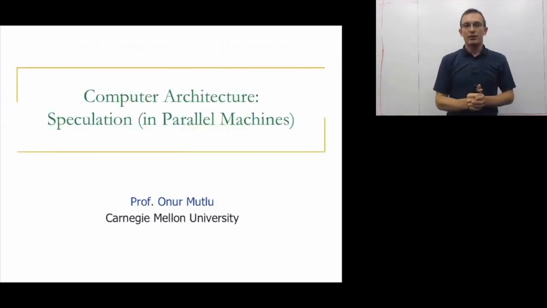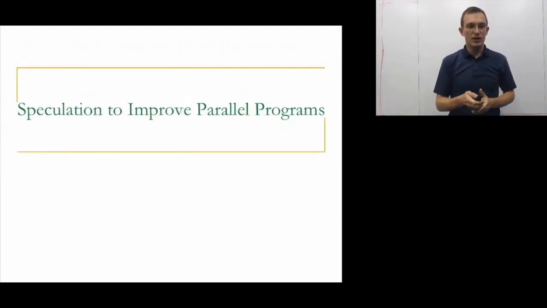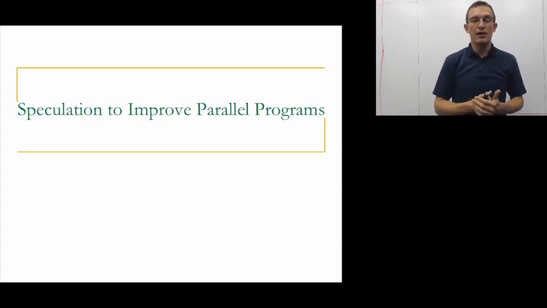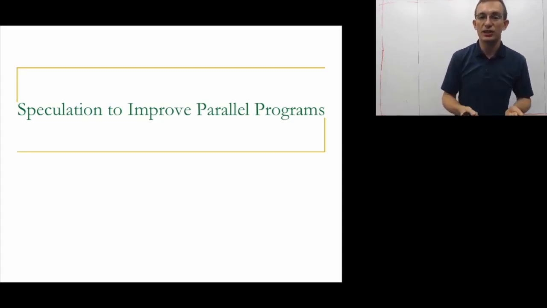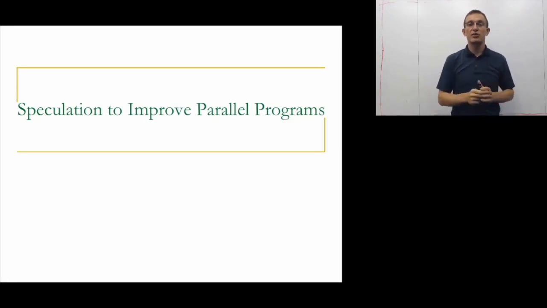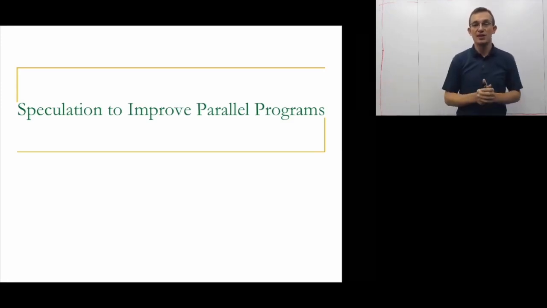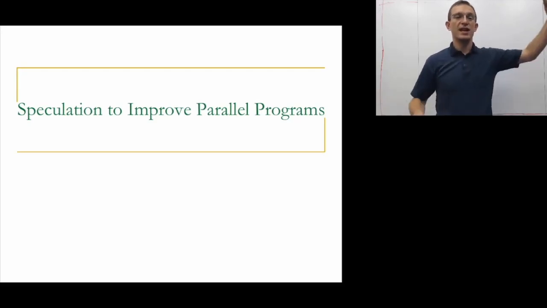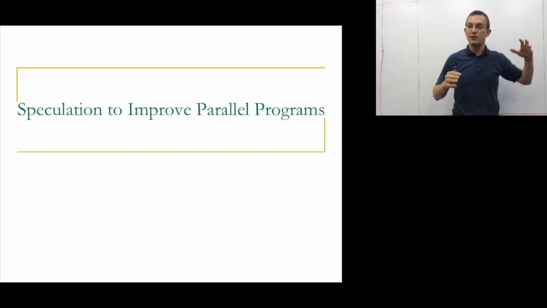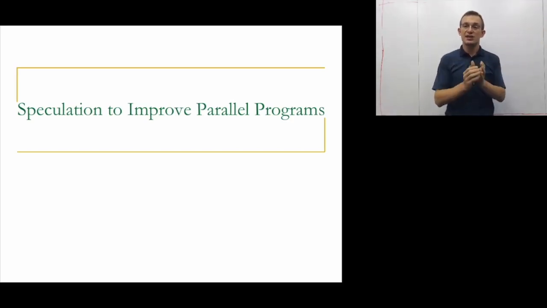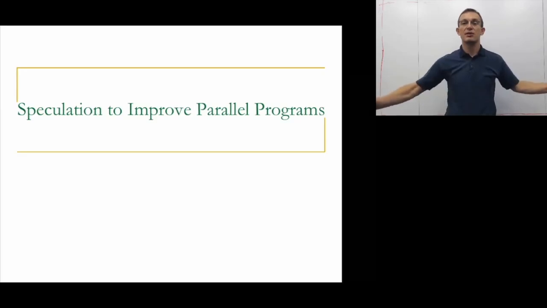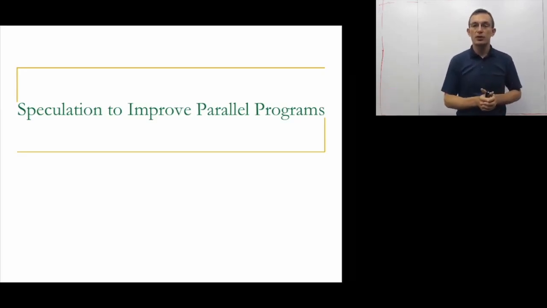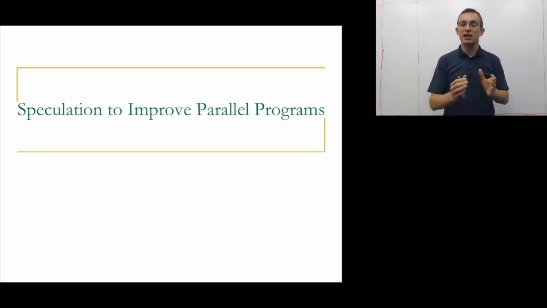Right? Okay, we're going to wrap up speculation. We're going to talk about speculation to improve parallel programs. In the past few modules, we've actually talked about using speculation in parallel machines to improve the performance of sequential programs. And the idea was in general called thread level speculation, where you would take a single instruction stream and divide it speculatively into threads such that you can parallelize that instruction stream and get higher performance out of it. Here, our focus will be on already existing parallel programs.